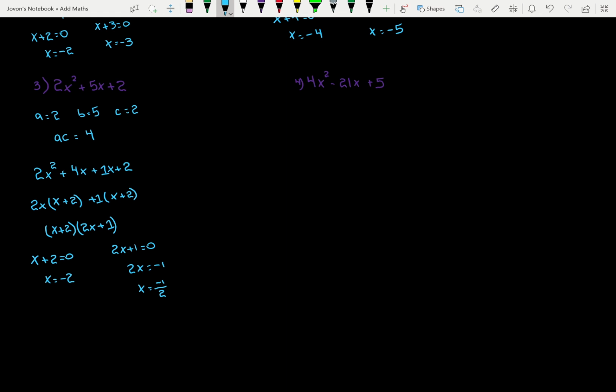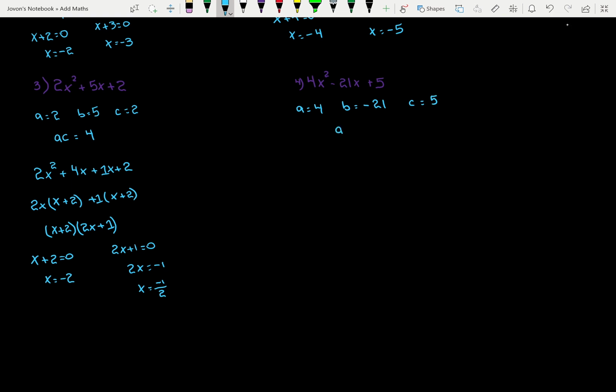Normally, if the value of a is 1, it's relatively simple. When the coefficient of x squared, a, is more than 1, it normally gets a little more challenging. And here we also have a negative sign, so it becomes even more challenging, but it's the same steps we have to follow. So here we have a is equal to 4, b is equal to minus 21. Notice the minus sign, you need to include the minus sign. And c is equal to 5.